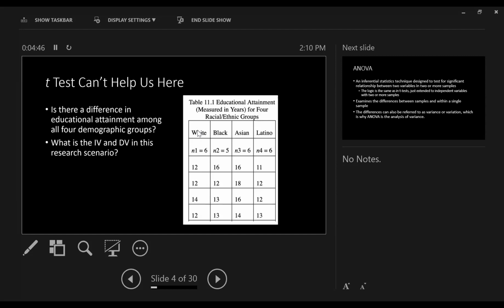Again, if we did t-tests, we'd have to do the 2 variables at a time. So white and black first, maybe, then white Asian, white Latino, then you go back again, black Asian, black Latino, and then Latino and Asian together so that all groups are represented. So that is a ton of t-tests that you would have to run in order to see if there was a difference. The beauty of ANOVA is, what's that?